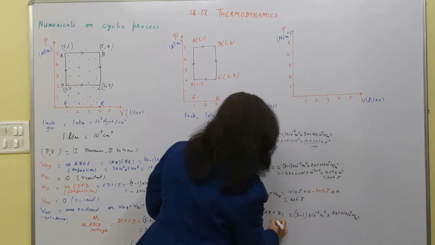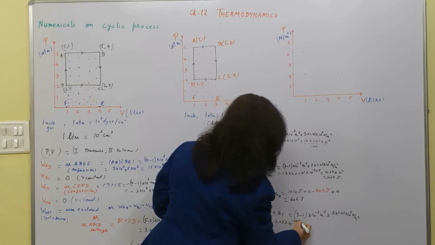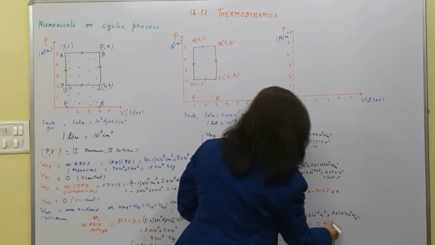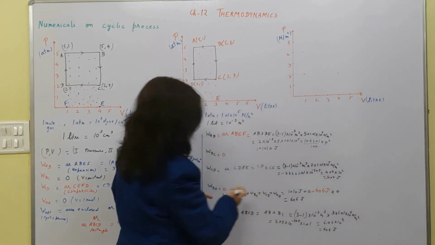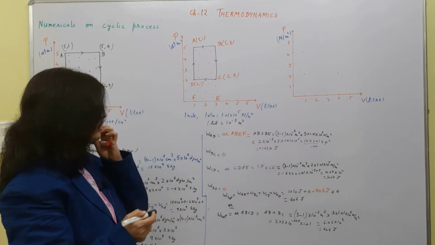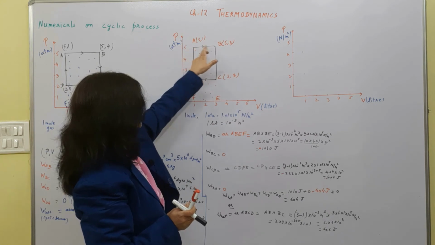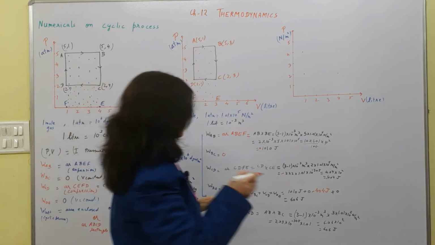Now check out, this comes out to be 2 into 3 into 10 to the power minus 3 plus 5 into 1.01. So this is 6.06 into 10 to the power 2, that is 606 joules. So this is the same whether we use the direct method for the complete cycle or not. But in some questions, sometimes the separate work is asked for different processes, right? So in that case, you have to solve separately.